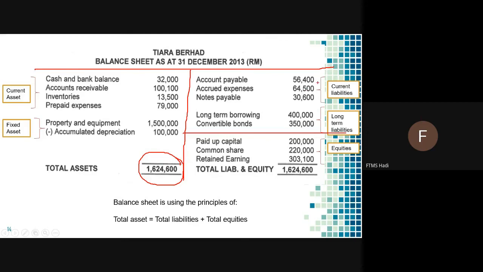Either from loans or from equities. Some of their money is from liabilities, which is from borrowing. Or some of the asset is financed through equities, that means selling shares. Okay, the interpretation is simple. If equity is more than liability, that is a very good one, healthy. That means Tiara Berhad is considered a healthy company.